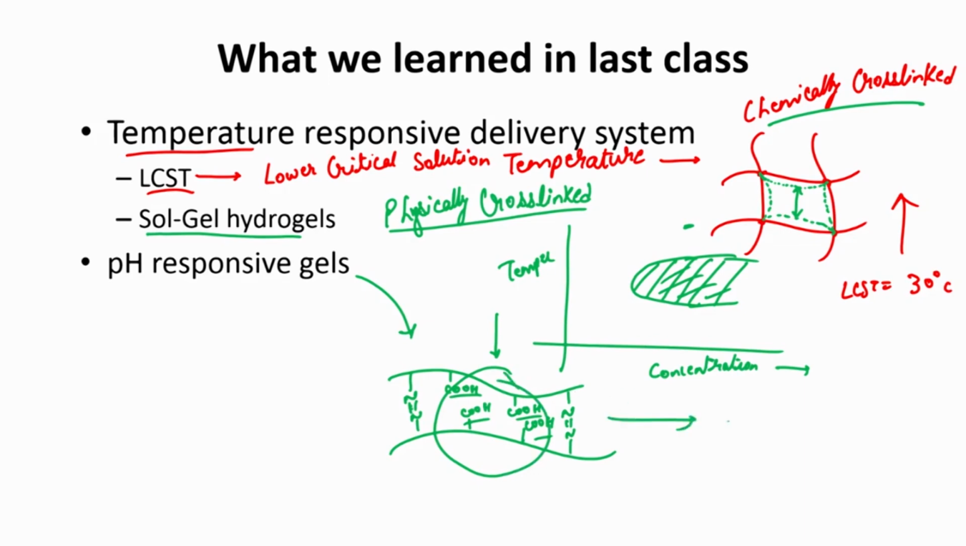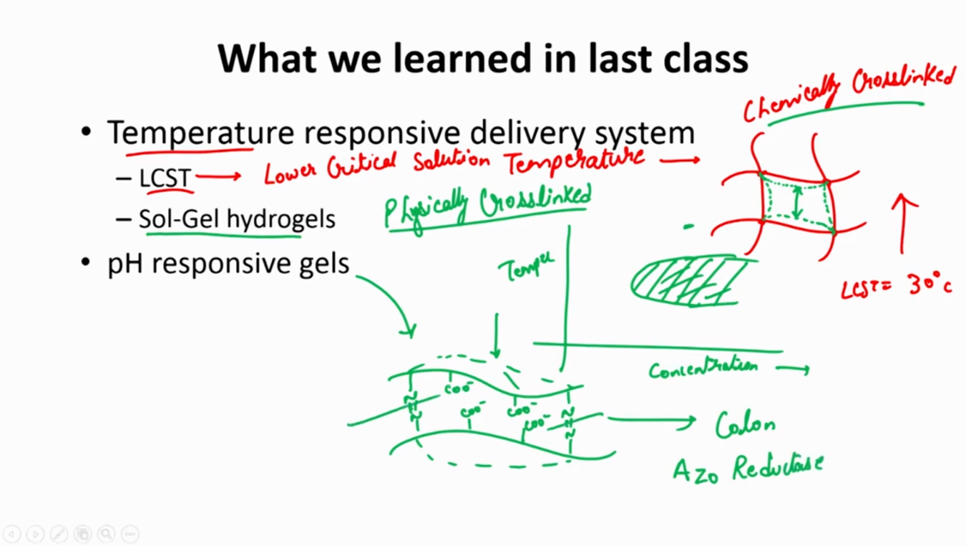As they go to a higher pH in the colon, now these all are going to become charged. As a result, they will start to electrostatically repel each other and the pore size will increase. Not only that, there is a lot of microbiota in our colon which produces azoreductase as an enzyme, and that is going to cleave these bonds. So, eventually you will have your drug released in the colon instead of your stomach or intestine.